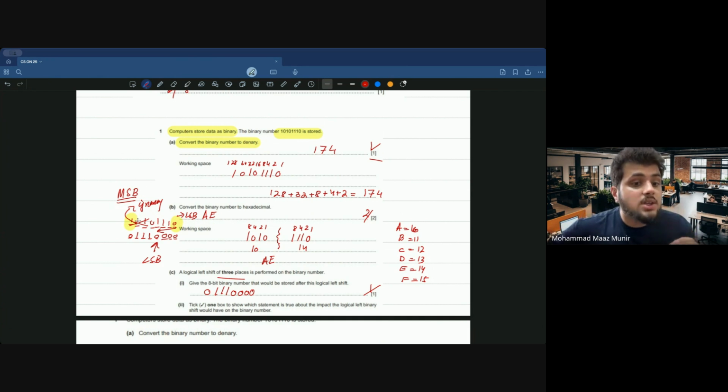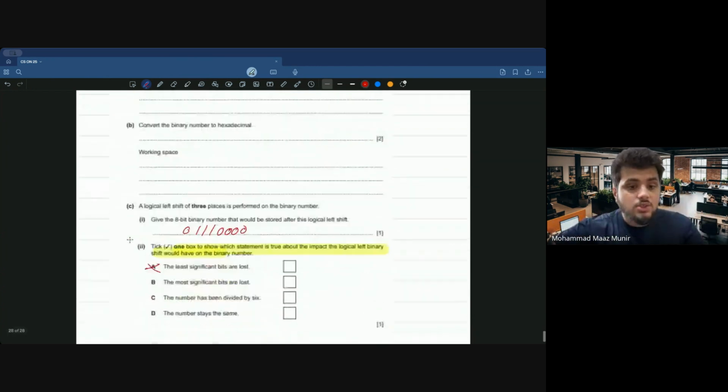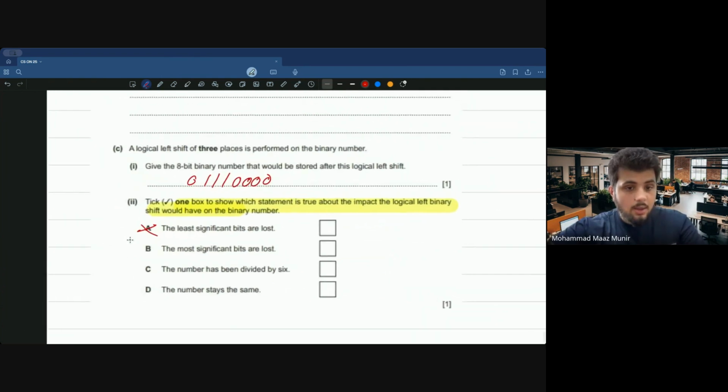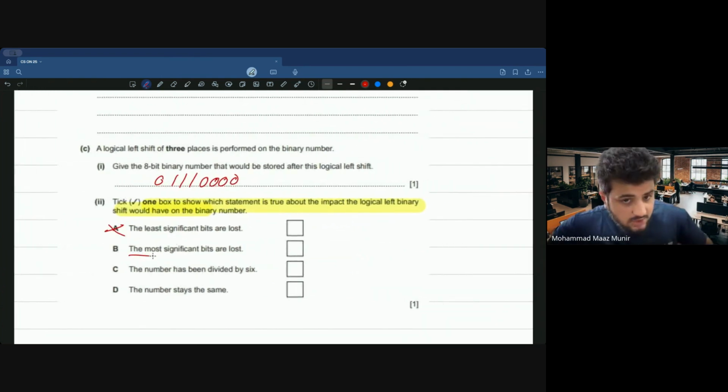We just lost the most significant bit. This one was the most significant bit, but after the shift, we couldn't have a place for it. Due to that, we are just ignoring it and it got lost. So it's not A, because we lost the most significant bit. And so the answer to this is B. Easy one. But now, why is it not C and D?